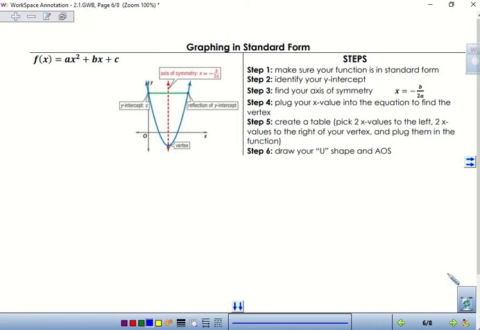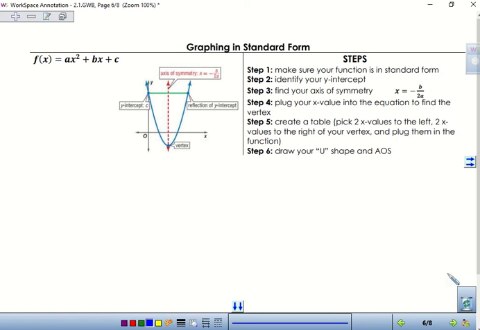So, standard form is this form. And we graph it, and the process is a little bit different. So, in order to be in standard form, you need to be in descending degree order. So the x squared term, then the x term, then the constant. If it's not in that order, you need to rearrange it into that order before you proceed with anything else.